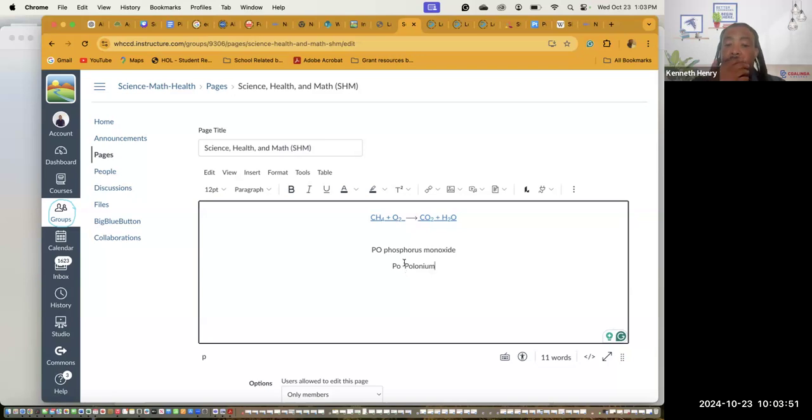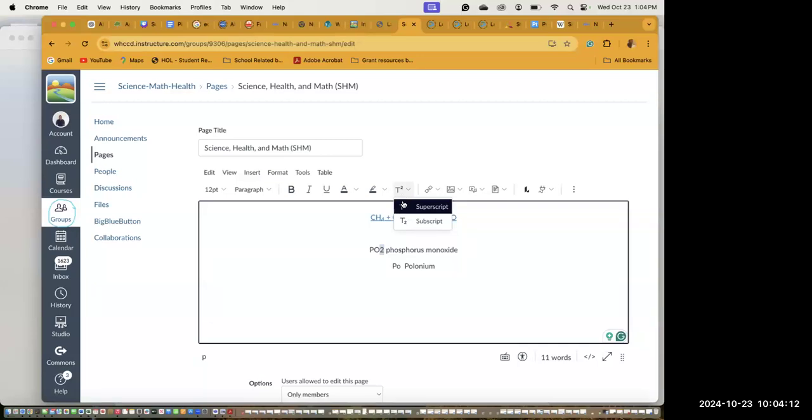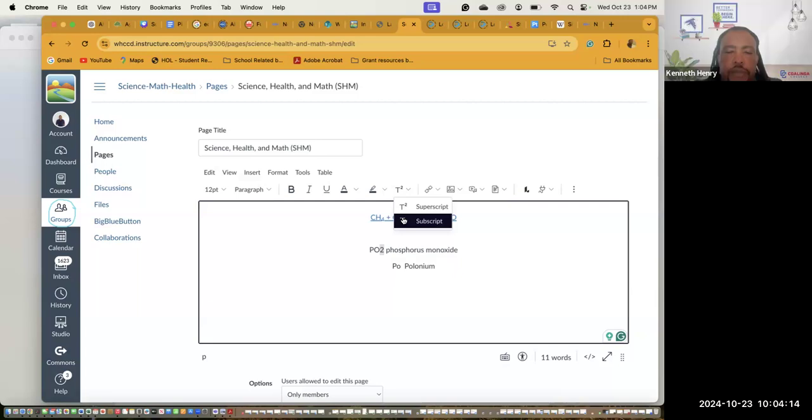Okay, so real quick, we're going to talk about subscripts. So let's say this guy had a subscript. The way that we would do our subscript is that we would put the number there, we would highlight it, and then we'd use this symbol here. Now this symbol has two symbols underneath it. It has superscript and subscript, and it actually says superscript and subscript. Can you guys see that? Yes. Okay. So we would use subscript.